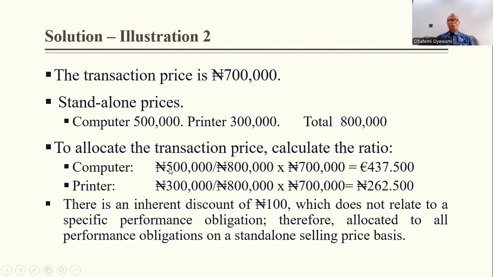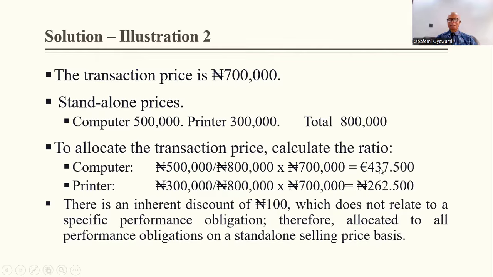Derive a ratio that will be proportionate to the price of the computer and the printer. Then multiply by what? By the amount of money that has been considered for this particular transaction.